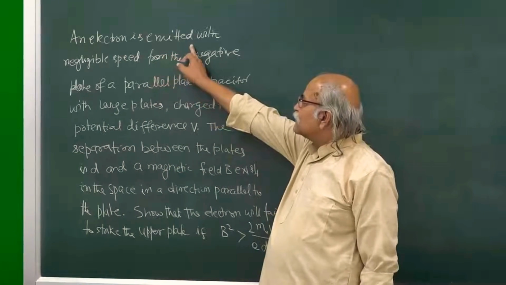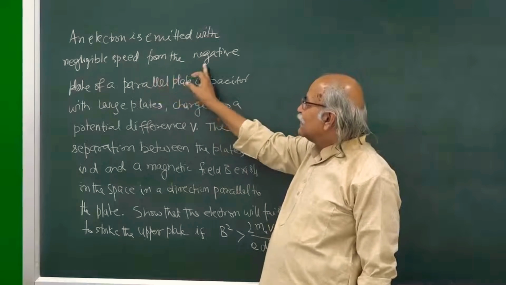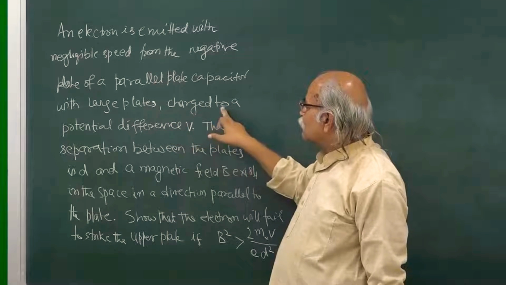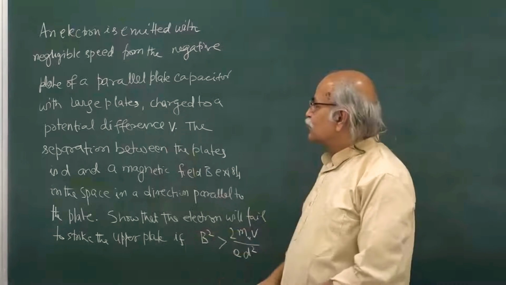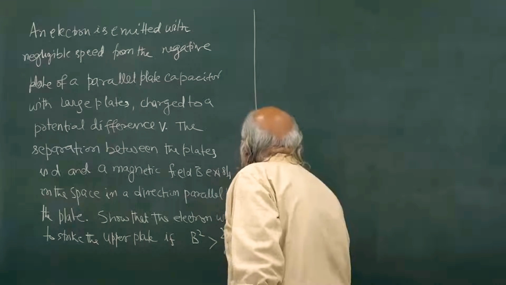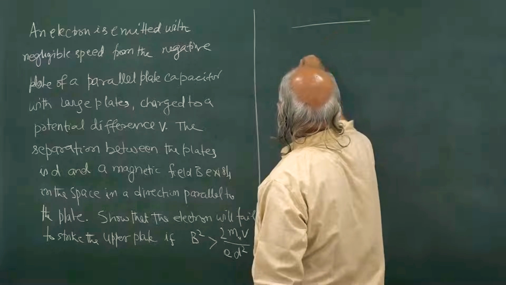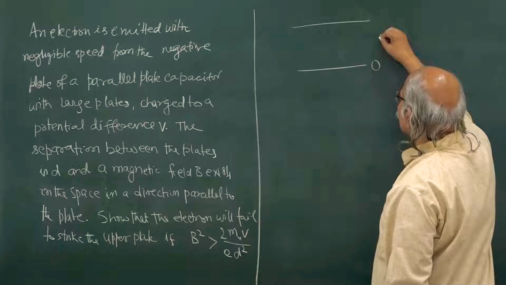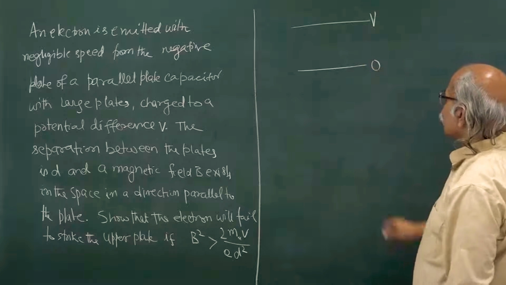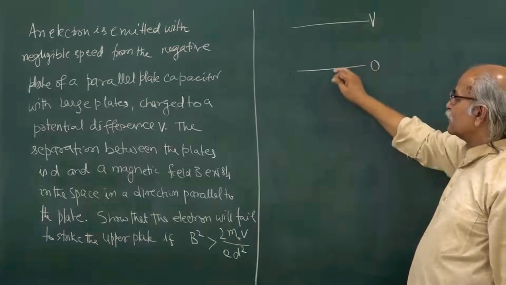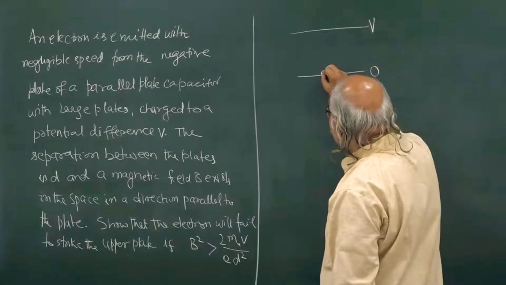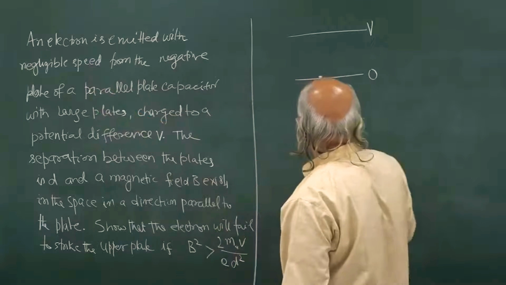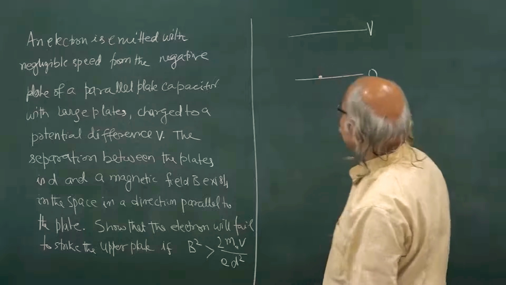An electron is emitted with a negligible speed from the negative plate of a parallel plate capacitor with large plates charged to a potential difference V. So, you have a parallel plate capacitor charged to a potential difference V. Let us say this plate is at 0 and this plate is at potential V. So, this is the negative plate and this is the positive plate, and an electron starts from this negative plate with a negligible speed. So, it starts from here and its speed is negligible.